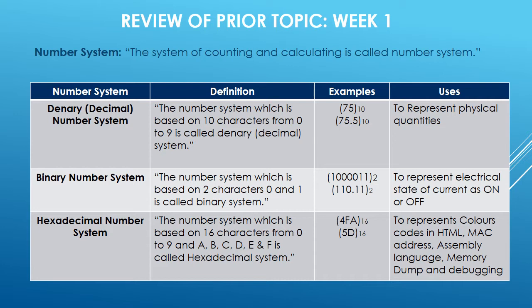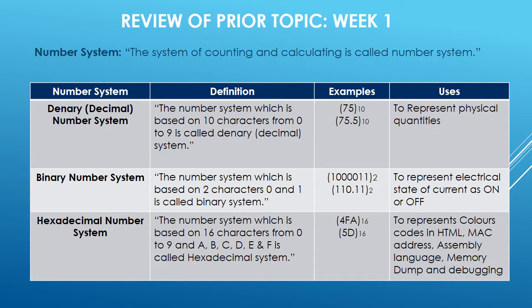So the denary numbers can be the positive numbers or can be the negative numbers. Denary numbers are used to represent various kinds of physical quantities. For example, time, for example, mass, for example, weight. So these are the different quantities that can be represented through the decimal or denary number system.